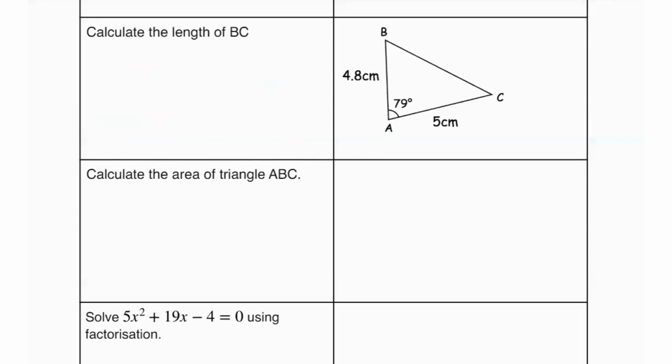The next one is asking us to calculate the area of the triangle ABC. So this is 6.2. Whenever we have a non-right angle triangle, the formula we use is 1/2 ab sine of angle C. That formula is only applicable if you have 2 lengths and the angle between them, which we do have in this case. So it's going to be 1/2 times 4.8 times 5 times sine of 79. That's going to give us 11.78 centimeters squared.